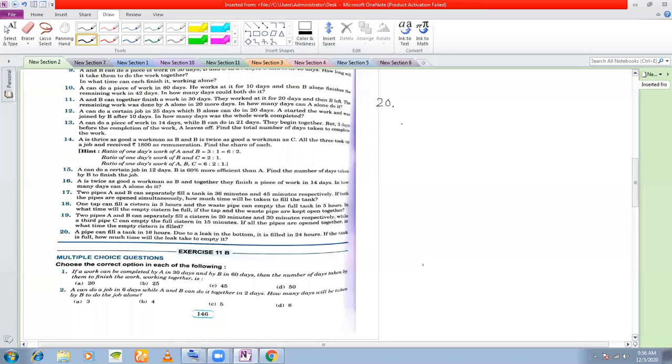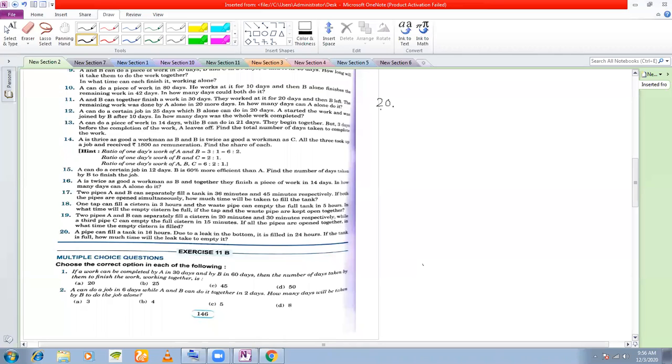So you have a pipe that is filling the tank, that is positive work done, and you also have a negative work done, in the form of the leak at the bottom. The pipe is filling at one rate, and the leak is emptying at another rate.